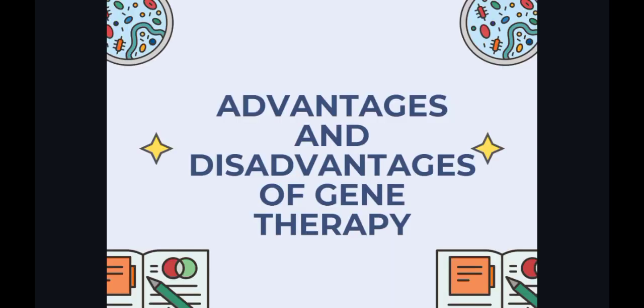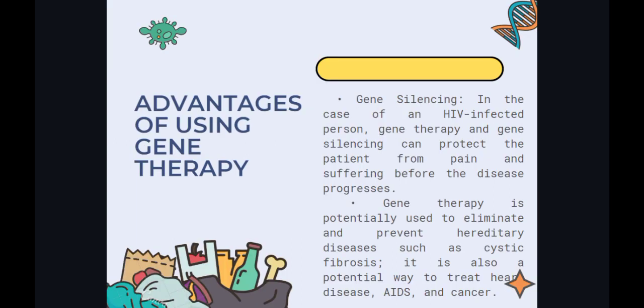Advantages and disadvantages of gene therapy. Advantages of using gene therapy. Gene silencing. In the case of an HIV-infected person, gene therapy and gene silencing can protect the patient from pain and suffering before the disease progresses. Gene therapy is potentially used to eliminate and prevent hereditary diseases such as cystic fibrosis. It is also a potential way to treat heart disease, AIDS, and cancer.